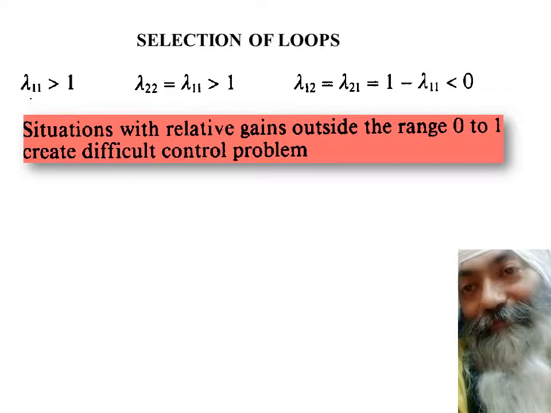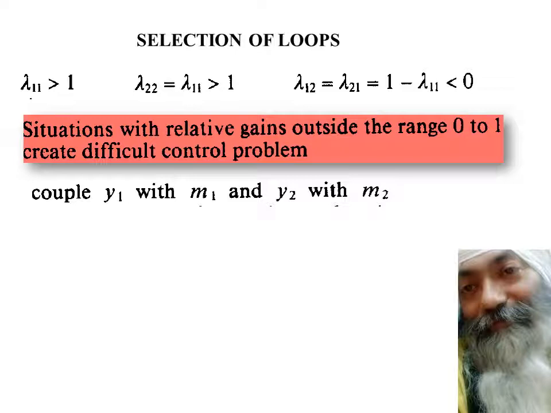We have to be very careful whenever the lambdas go outside the range of 0 to 1. That is, either the lambda is more than 1 or the lambda is less than 0. We have to be very careful, because these can create very difficult control problems. And again, the solution is decouple. Somehow decouple, right? Until or unless you reduce the interaction, it will be difficult for us. Let us see how it is going to be difficult. Let us logically analyze this difficulty over here before we go for anything else.